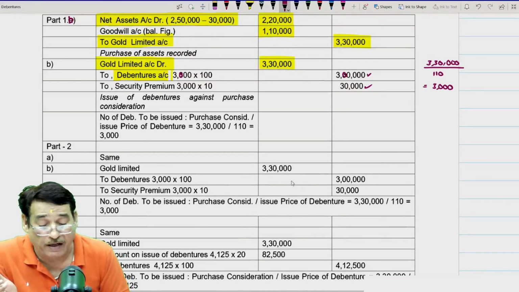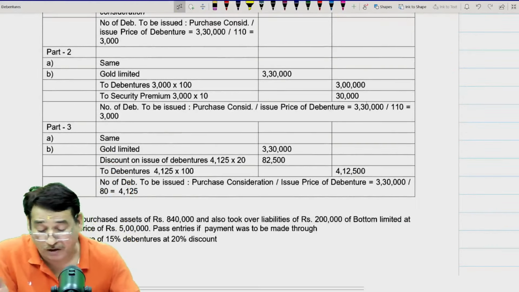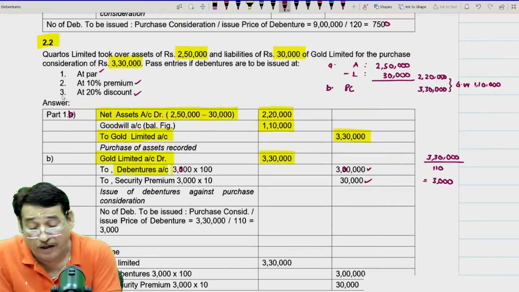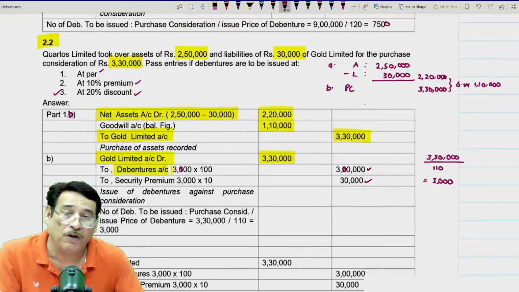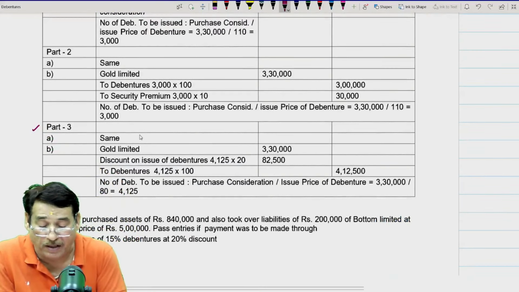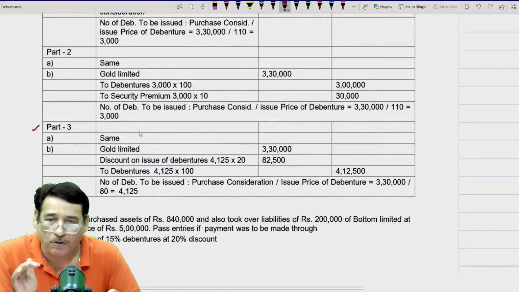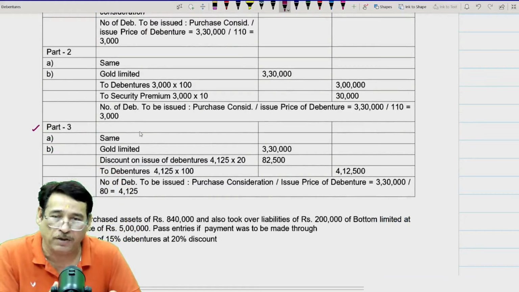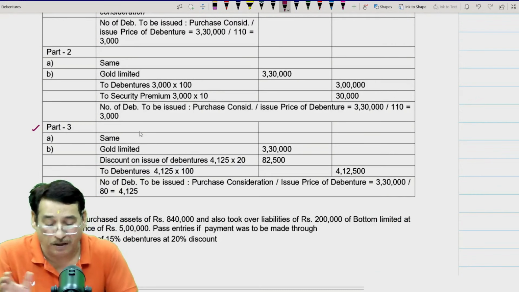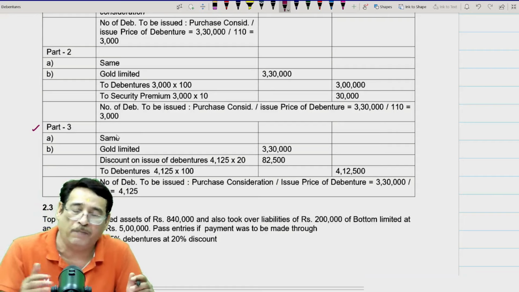Actually, same question I have done here also again, same part. So no problem. Now we pick up part 3. Now part 3 is that actually when debentures are issued at a discount. Now if debentures are issued at discount, see my first entry will remain same. Net assets account debit 2,20,000, goodwill account debit 1,10,000, to Gold Limited 3,30,000. So first entry I have simply written same. That entry will remain same, of course.